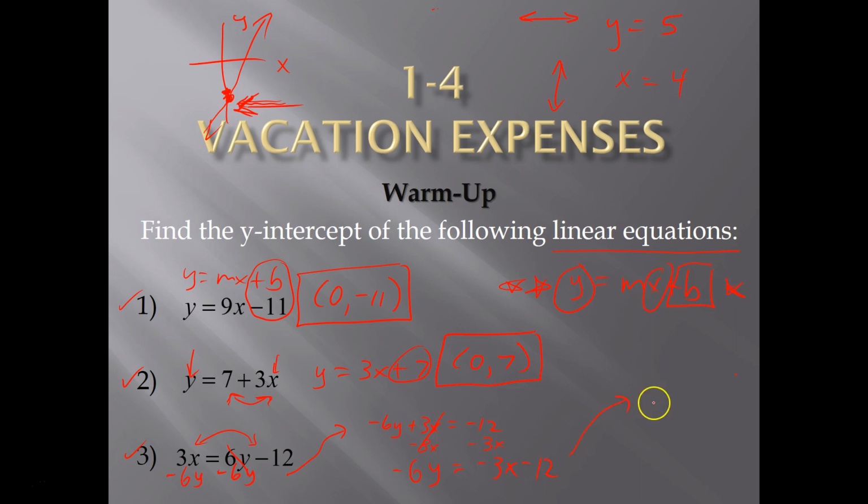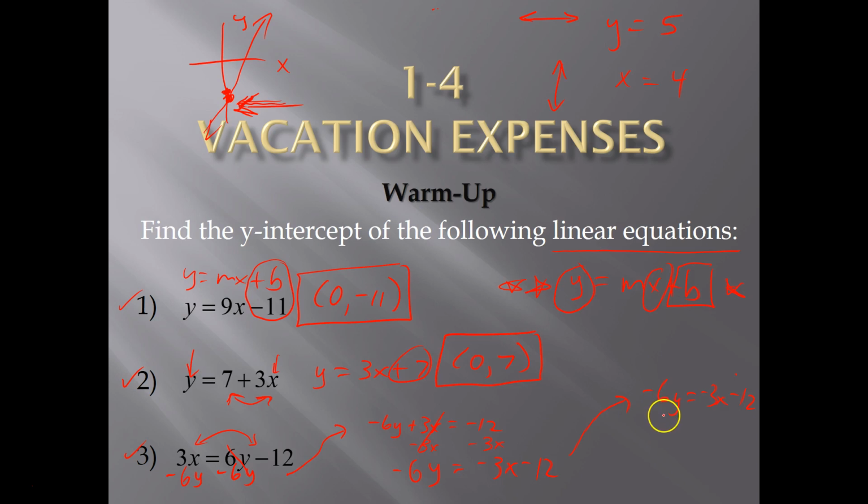Coming over here for a little more room, I have negative 6y equals negative 3x minus 12. And now I'm going to get that y by itself. So I need to get rid of the negative 6. You have to think about, what is the negative 6 doing to the y? What mathematical operation is happening here?